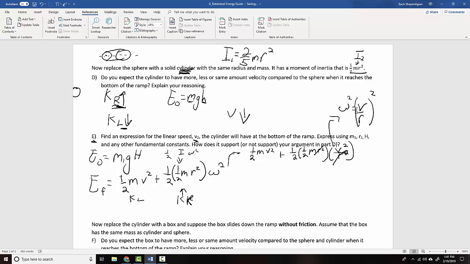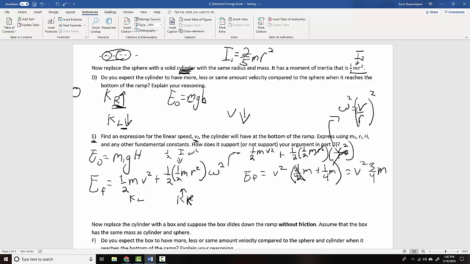And now it is just solving for v. We know this is all, okay, 1/2 mv squared, plus 1/4 mv squared. So we can simply pull out v squared, so our final energy is going to be v squared times 1/2 m plus 1/4 m. And then we can do math. 2 over 4, so then this is just v squared times 3/4 m.